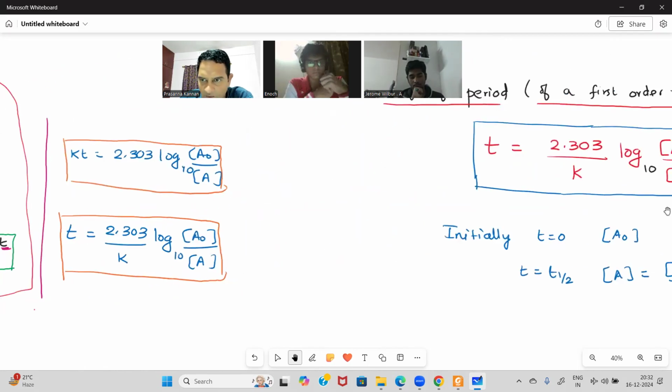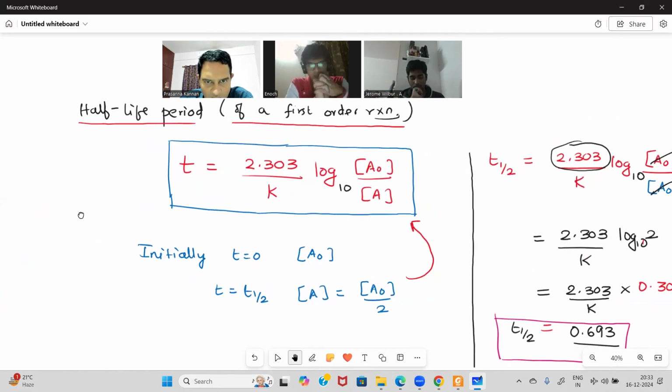We have seen half-life period. So half-life period means nothing but the time it takes for a particular reactant to become half its concentration. Suppose initially you start with 100 mole per liter. For it to become 50 mole per liter, it takes one half-life. Okay. So how are we going to find that?